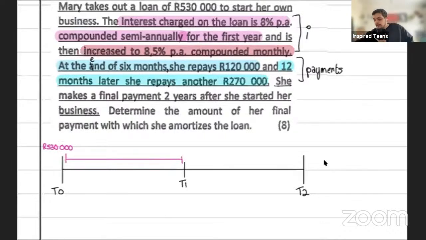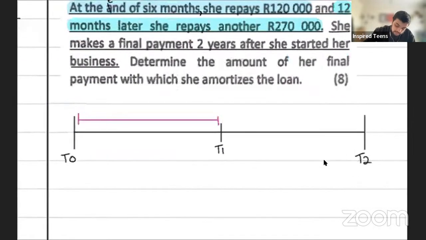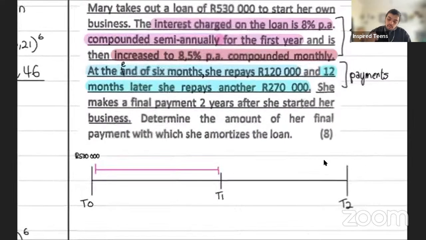Okay, we had a specific interest rate from T0 to T1. So let's just use this in black. Initially, she took out a loan of 530,000. For the first year, we have a specific interest rate, and I'm going to write it on my timeline so it's easier to see. So for the first year, there is the interest rate, so you can write I is equal to 8%.